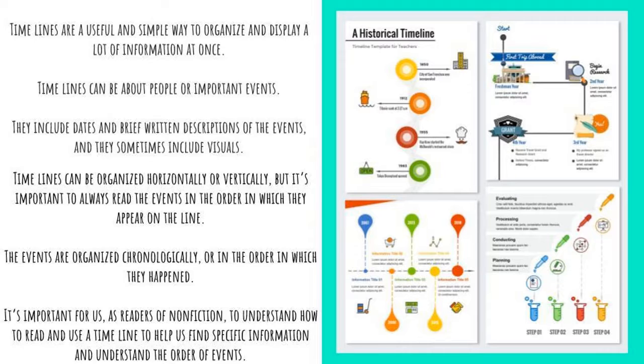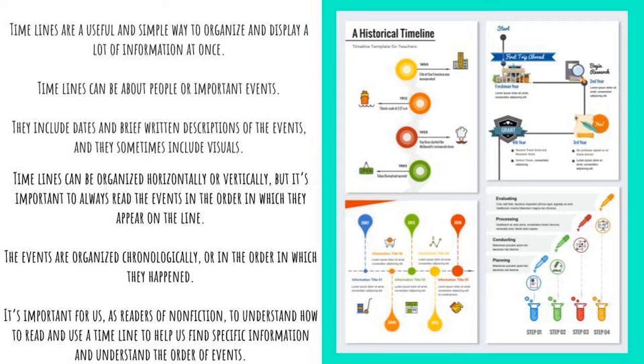Timelines can be organized horizontally or vertically, but it's important to always read the events in the order in which they appear on the line. The events are organized chronologically, or in the order in which they happen. So, those are our big words of the lesson.